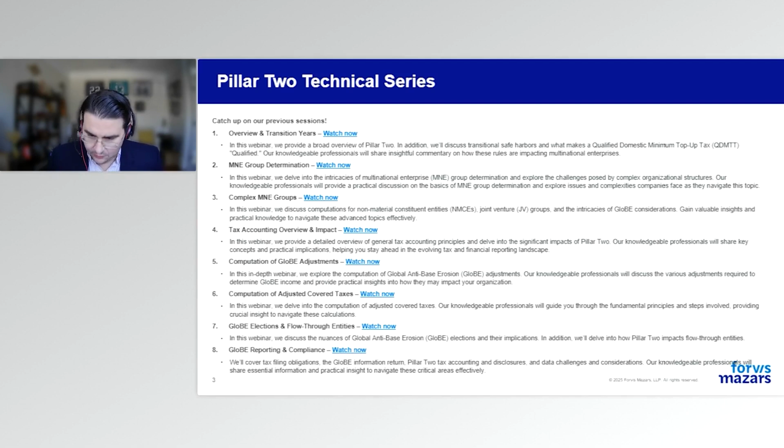Last week we discussed the GloBE reporting and compliance, basically the GloBE information return. Today we're going to talk about taking some of the concepts that we went through in some of these prior sessions and combining them, and really taking a deeper dive into Article 6 of the model rules.